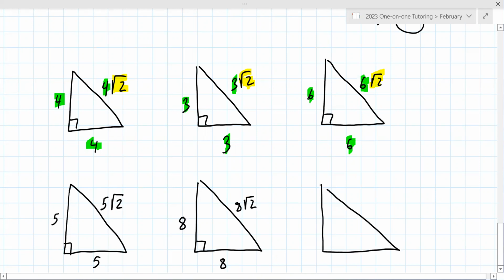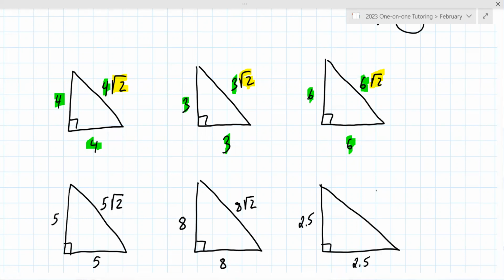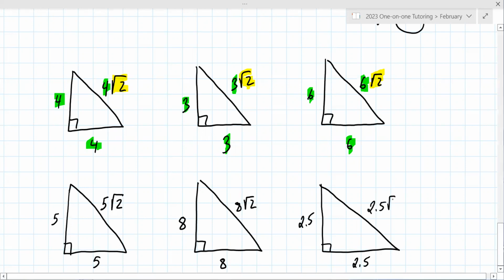Last one here. Let's say the legs are 2.5 and 2.5. What's the hypotenuse? 2.5 square root of 2. Very good. Now this also works going backwards.